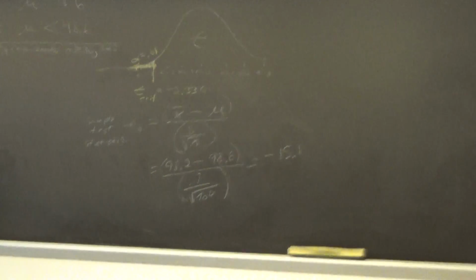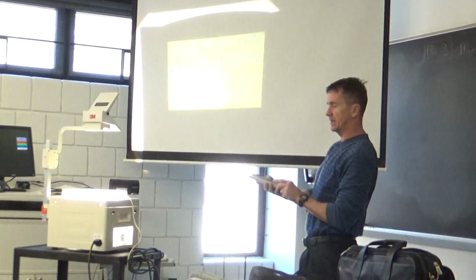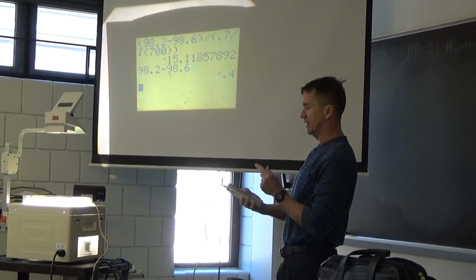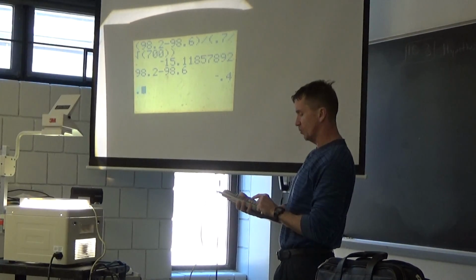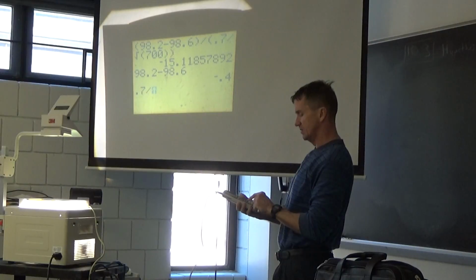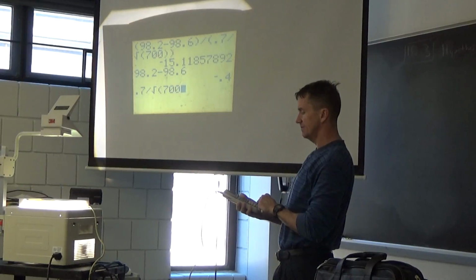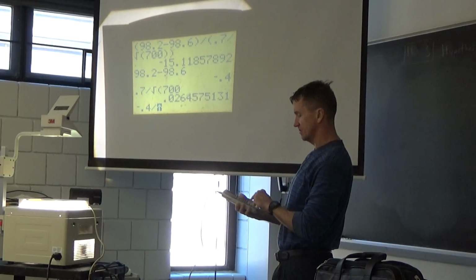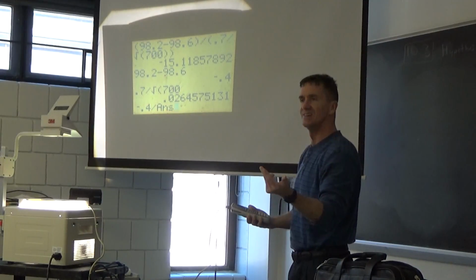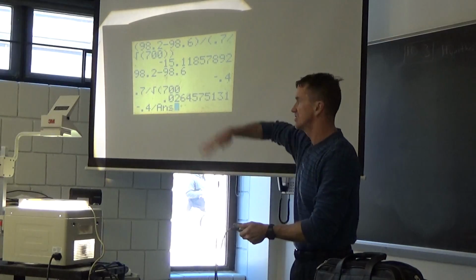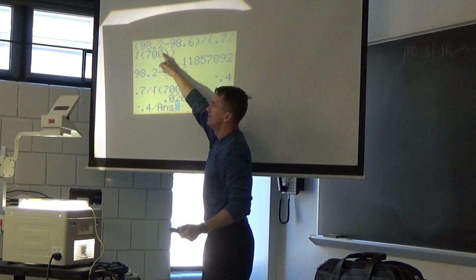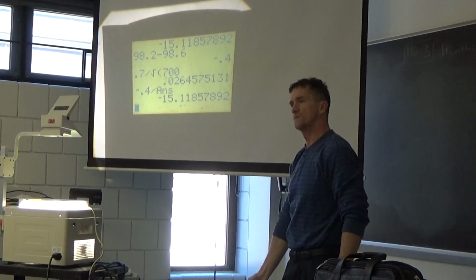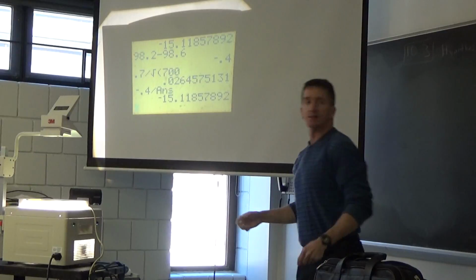Some students do 2 things at once. They go like this. What's 98.2 minus 98.6? They hit enter. They do the other thing. What's 0.7 divided by the square root of 700? And they hit enter. And then they go, what's negative 0.4 divided by my answer? And when you know where the answer button is, right? Some students prefer to do this because they're worried they're going to mess up all the what? All the parentheses. So it's not a bad idea. And I still get the same number. Cool.